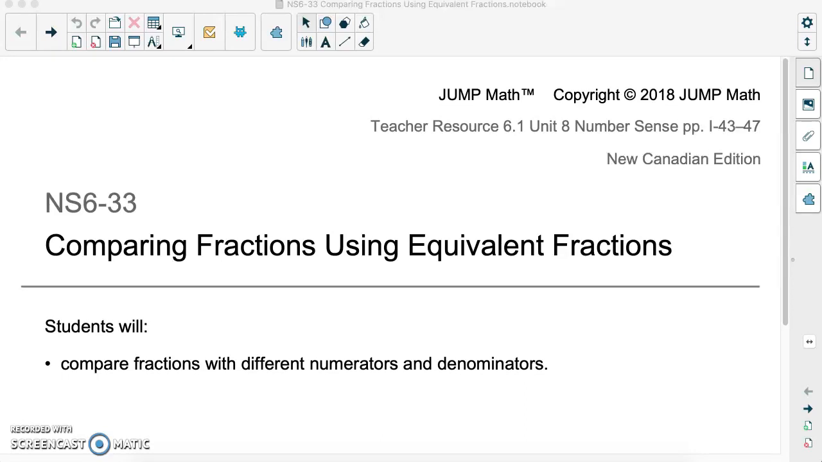Today's lesson is on comparing fractions using equivalent fractions. Students will compare fractions with different numerators and denominators. Before beginning today, I would recommend going onto your Power Learning dashboard for this lesson and printing off the model notes, which are fraction tiles. These fraction tiles might become helpful throughout today's lesson.